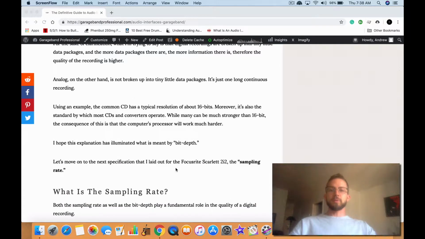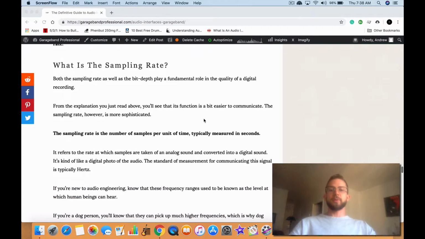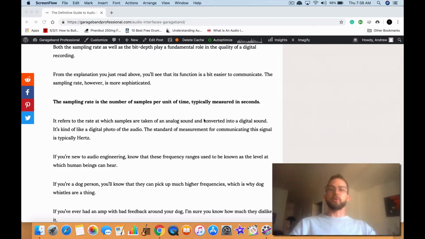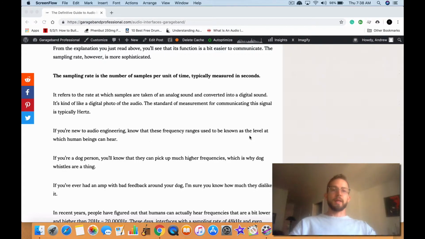So yeah, let's move on to the sampling rate. The sampling rate is the number of samples per unit of time, and it's usually measured in seconds. It refers to the rate at which samples are taken of an analog sound and converted into a digital sound. So in other words, it's like a digital snapshot of the audio signal, and that's what the sample rate is.